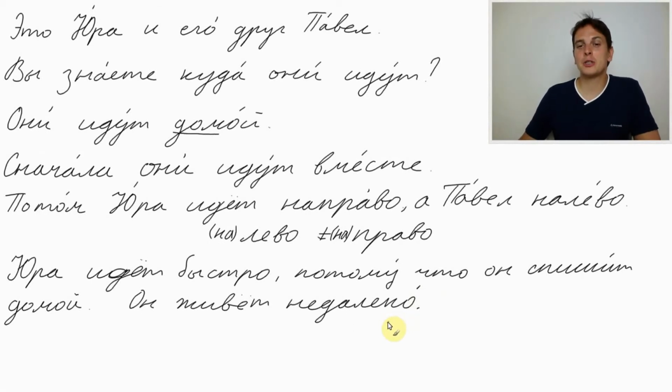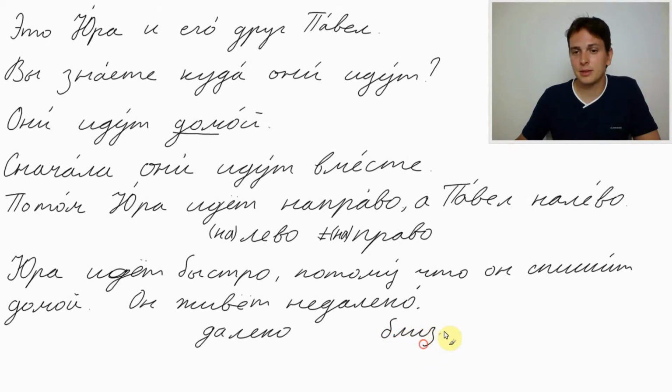Do you remember how to say far and close? Далеко was far. Далеко. And close was близко. Близко. So far and close. And now we learned недалеко. Недалеко is not far. Недалеко. Written together. And not close would be не близко.